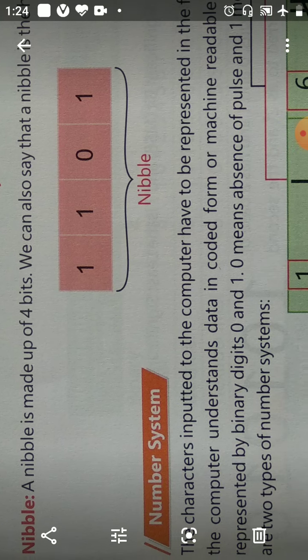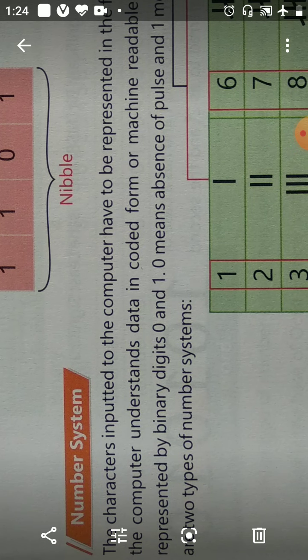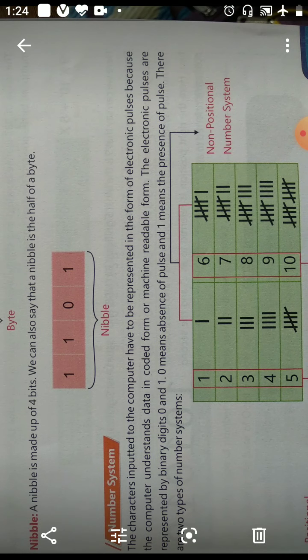Then next is again number system. The characters inputted to the computer have to be represented in the form of electronic pulses or signals. Pulse means signal, because the computer understands data in coded form or machine readable form. So why does it need an electronic pulse? Because a computer understands only machine language, as it is an electronic device.